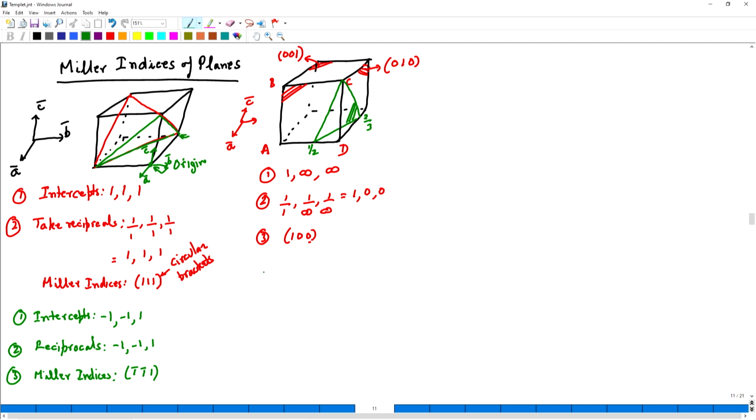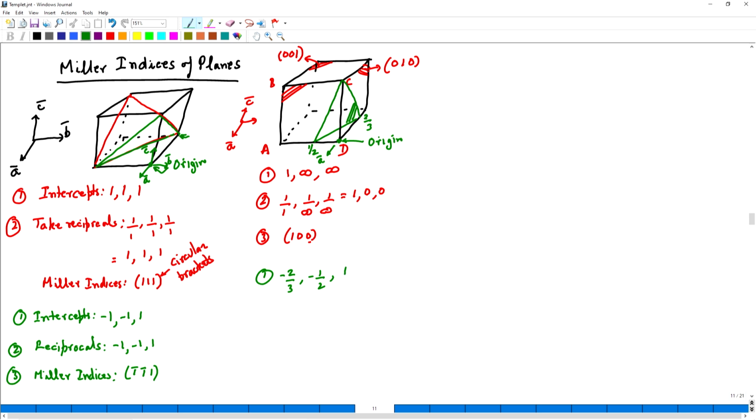So, therefore, the intersections with A, so again I shift my origin here. So, it is minus 2/3 along A, because this is my A axis, this is my B axis, it intersects the B axis at minus half, and it intersects the C axis at 1.